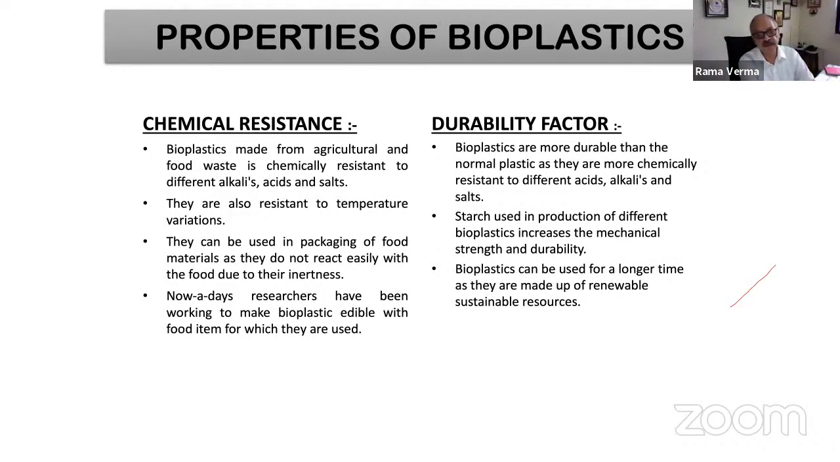They can be used for packaging food material and do not react easily with the food due to their inertness. Nowadays, researchers have been working on making bioplastic edible with food items. So this is the difference, which I'm not going to talk about.